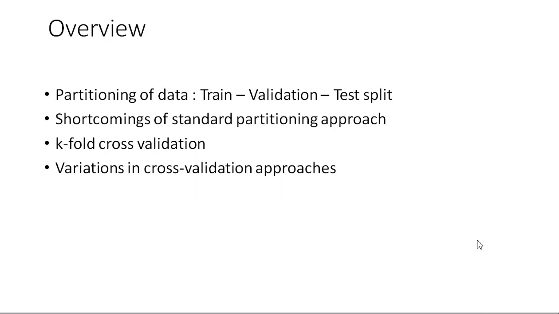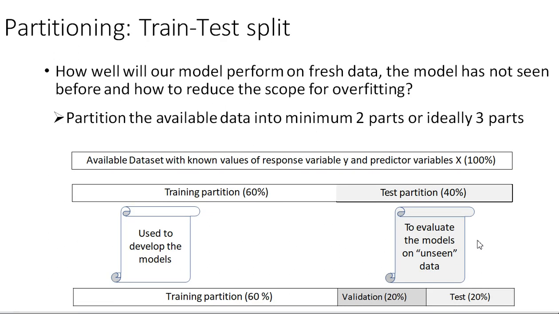Here we will be seeing partitioning of data as training, testing and validation, shortcomings of the standard approach, k-fold cross-validation and variations in cross-validation approaches. So, why do we need to partition the data as train, test and validation, for better performance and to reduce overfitting? To check how well our model performs on fresh data the model has not seen before, and to reduce the scope of overfitting, we partition the available data into a minimum of 2 parts, or ideally 3 parts. This suits a very good model.